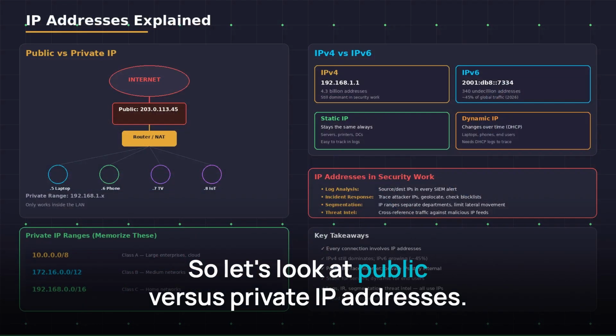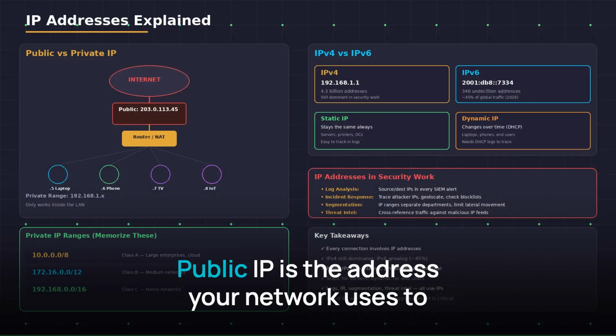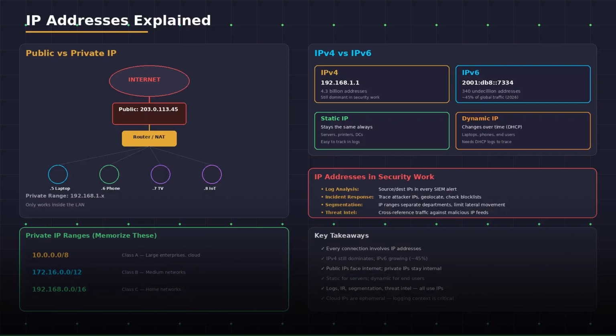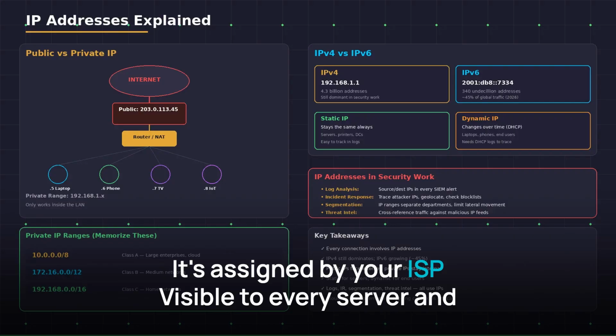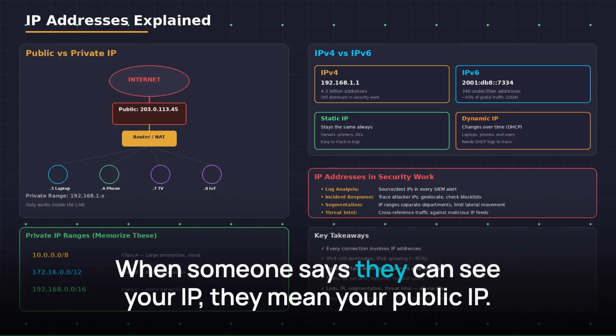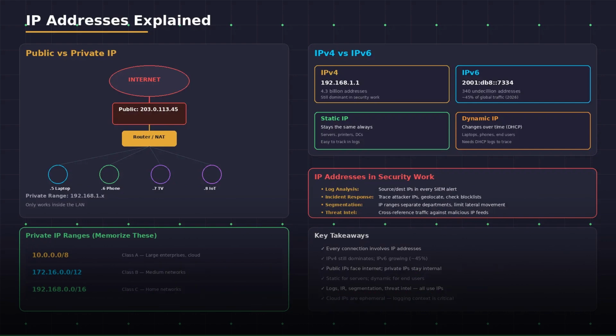So let's look at public versus private IP addresses. A public IP is the address your network uses to communicate with the internet. Assigned by your ISP, visible to every server and website you connect to. When someone says they can see your IP, they mean your public IP.